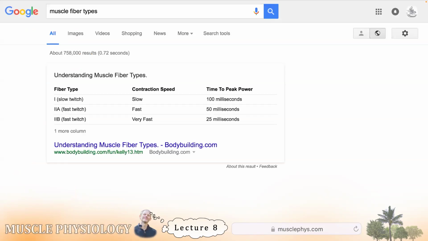I Googled muscle fiber types to see what came up, and it was this: type 1, type 2A, and type 2B. This information is brought to us by a website that has the word fun in the link, so maybe it's not meant to be serious, but in either case, there's a mistake here, and this one we'll discuss soon. But first, let's talk about type 1 and type 2 muscle fibers.